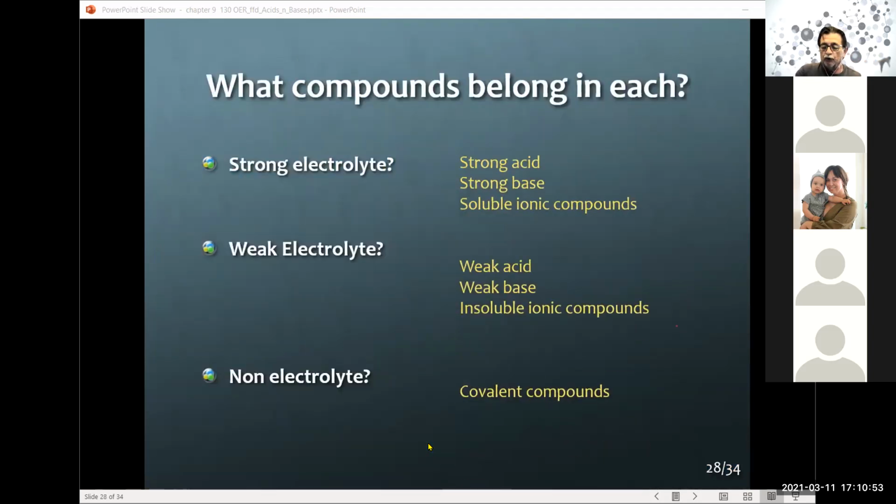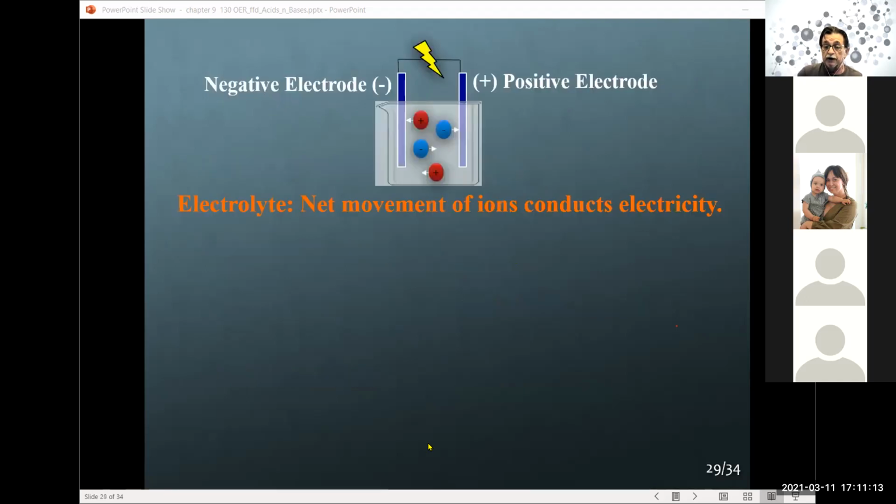The overview here: strong electrolytes are the strong acids, strong bases, and any ionic compound that's soluble. The weak electrolytes are weak acids, weak bases, and any of the insoluble ionic compounds. And the non-electrolytes are the covalent compounds. They will not cause charge. Those little red and blue balls there represent charges, the ions, and you have current passing through them through electrodes.